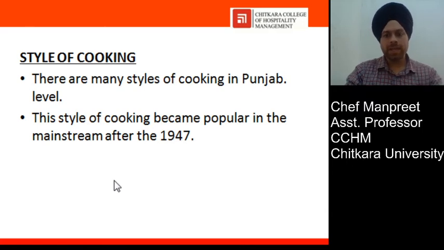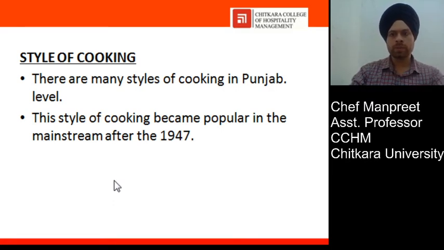After the partition, the community tandoor originated, because people who were divided from Pakistan Punjab re-established themselves here in India after the political disintegration and relocated to Indian Punjab. On occasions they used to reunite and light a fire in a tandoor and eat together. That is known as the community tandoor or communal tandoor.